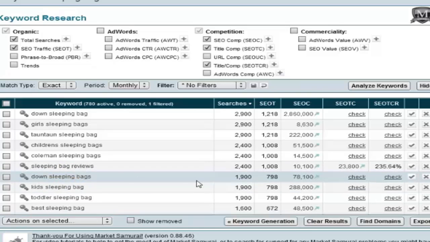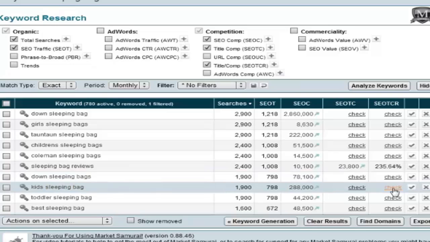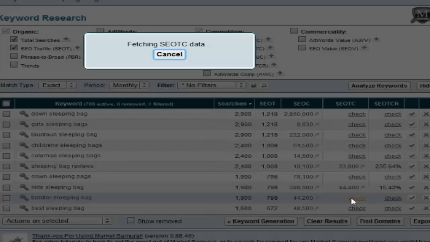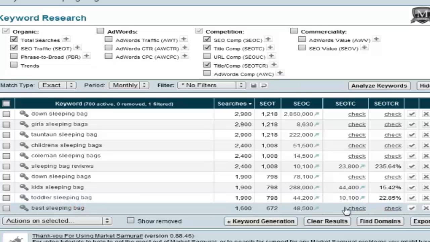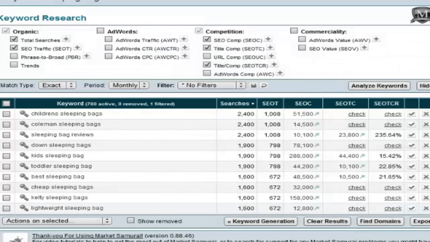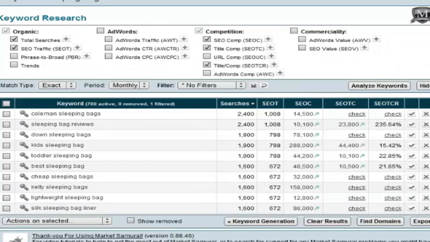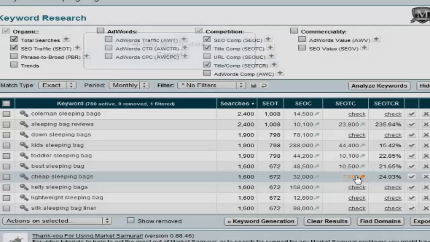We have down sleeping bags, kids sleeping bag. Let's check that one out. 44,000. Toddler sleeping bag, only 10,000. Best sleeping bag. So people wondering, what's the best sleeping bag? Let me check that one. And that's only got 10,000, which is very low. We have cheap sleeping bags. We can check that one.